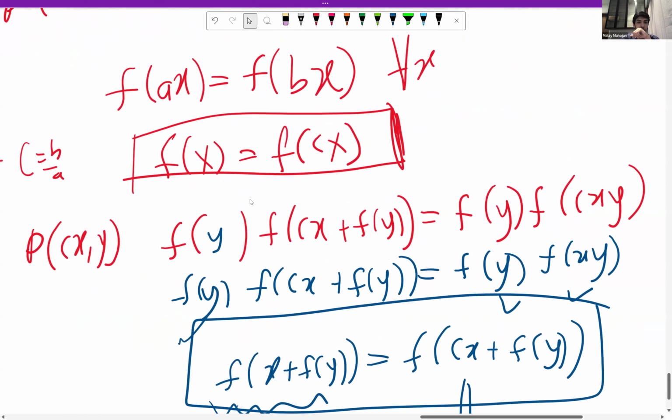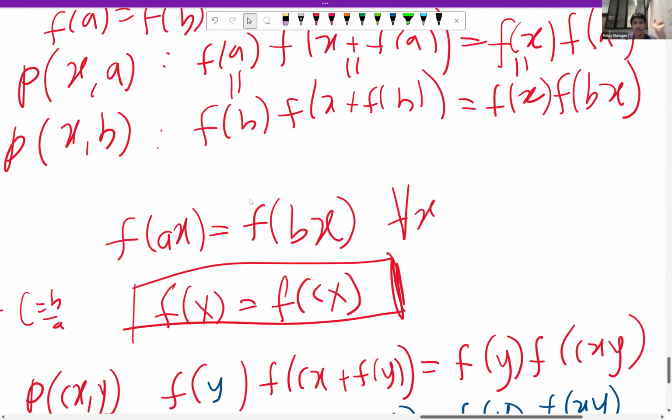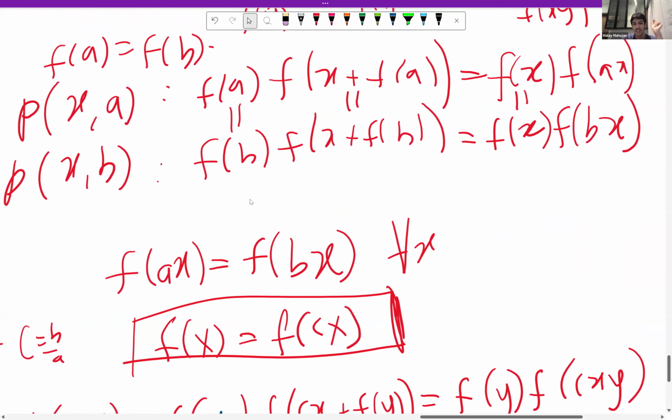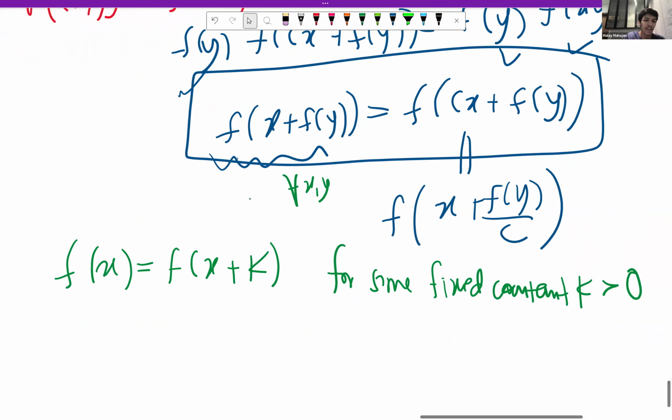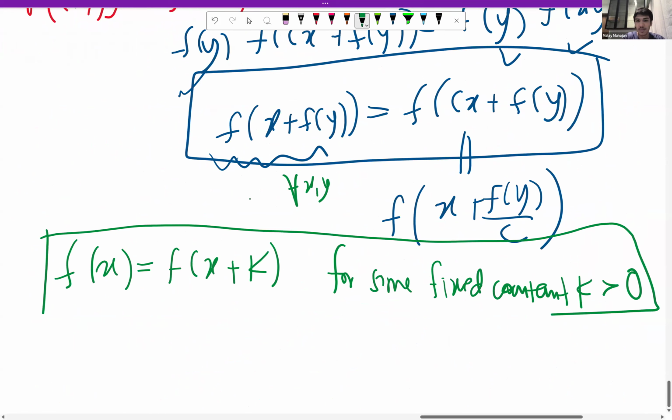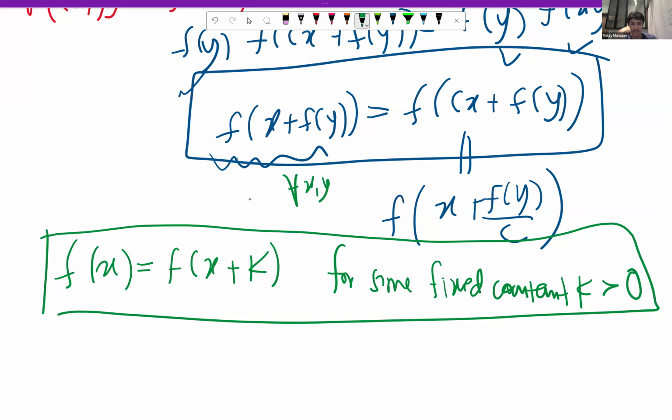So we started with f of a equals f of b. We went to f of x is equal to f of bx, which is f of x is equal to f of cx. Then we came to this equation, and now we have periodicity. Now, remember, earlier I replaced x by cx. What will I do now?